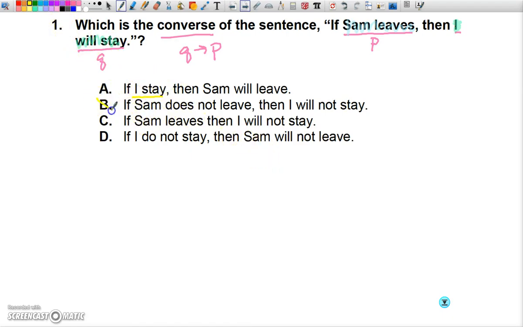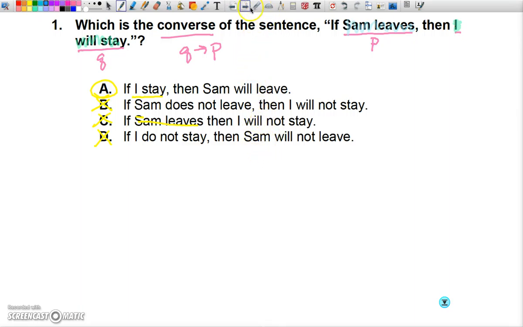B does not start with the correct first statement. C does not start with the correct first statement because it's Sam leaves, which is not correct. And then D is if I do not stay, and we don't use a not, and so A is our answer. So remember in class that I said that you want to not only make sure you have your answer, but you want to know why the other ones are wrong. And so being able to go through each one individually and say, okay, this is definitely not right and here's why, will make you feel more confident as you're working your way through the SOL at the end of this month.